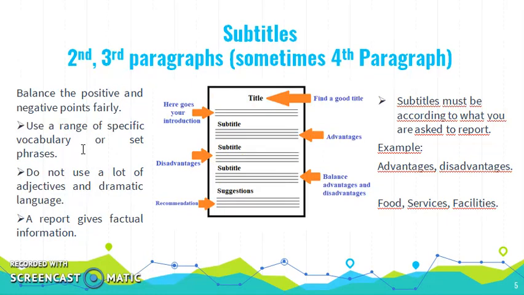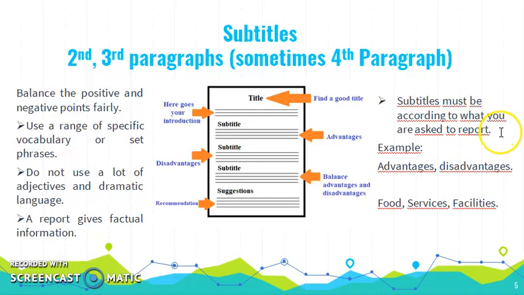Do not use a lot of adjectives and dramatic language. A report gives factual information. This is really important. You are just reporting things. You are not giving your opinion. You are not involving yourself in any part of the writing except for the last one, but we are going to go further there. So until here, in the part of the subtitles, you are just reporting what you saw, what you felt, or whatever they are asking you to report.